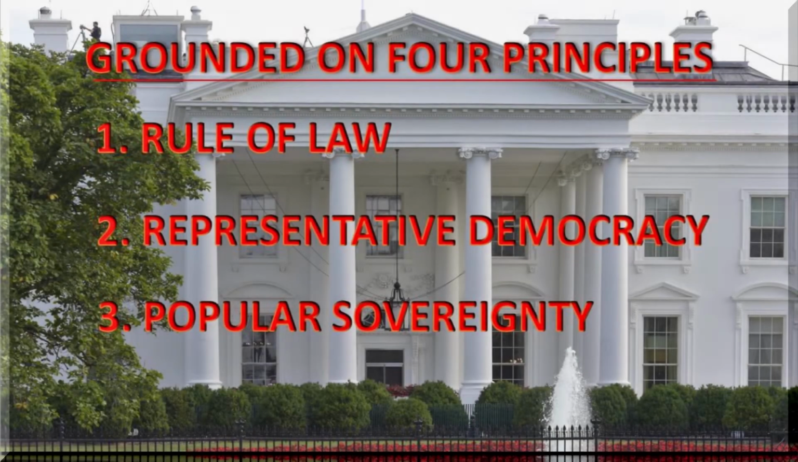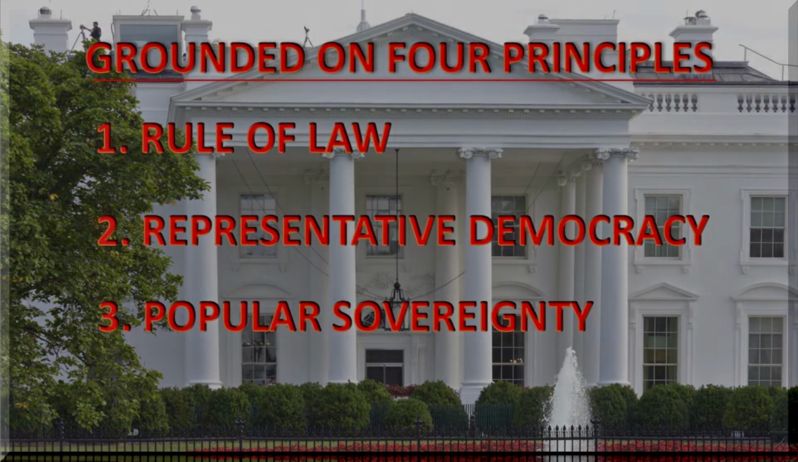The third principle is that of popular sovereignty. The Constitution begins with the words, "We the people." That phrase immediately captures the vision the Founding Fathers had of a government that derived its power, not from a king or other sovereign. Instead, the United States would be ruled by the popular sovereignty of the people.